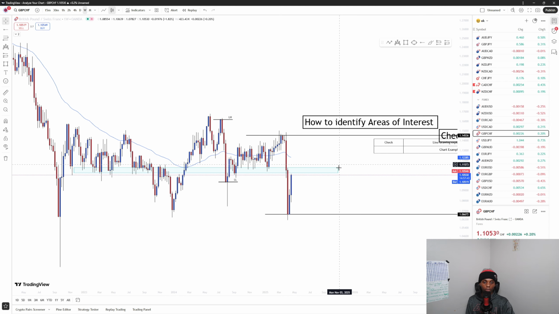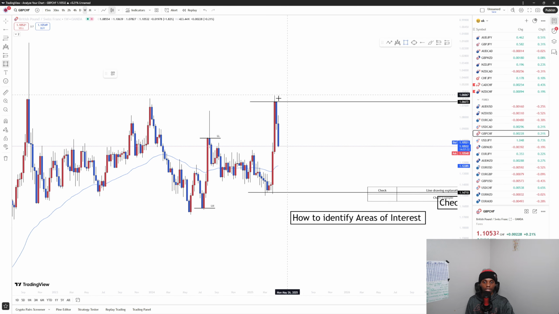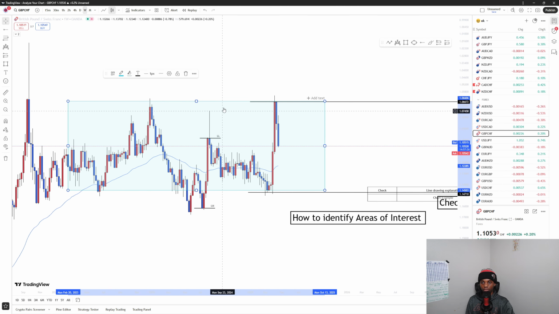Okay, and when we are bullish, let me just flip the chart. When we are bullish, this up here is the higher high, and this down here is the higher low. You place your box at the higher high, drag one end to the higher low, drag it to the left, start dragging it down, get to the first structure, bring the bottom part up.